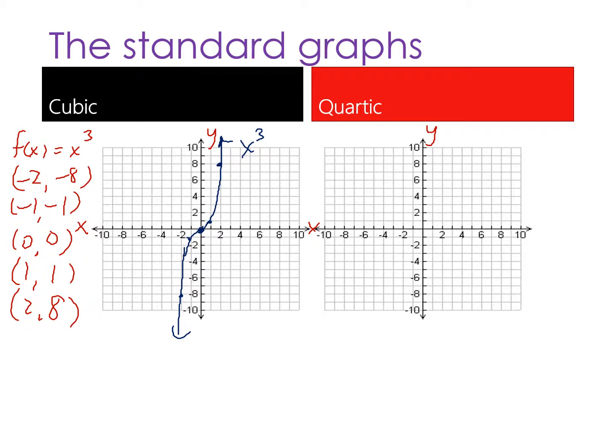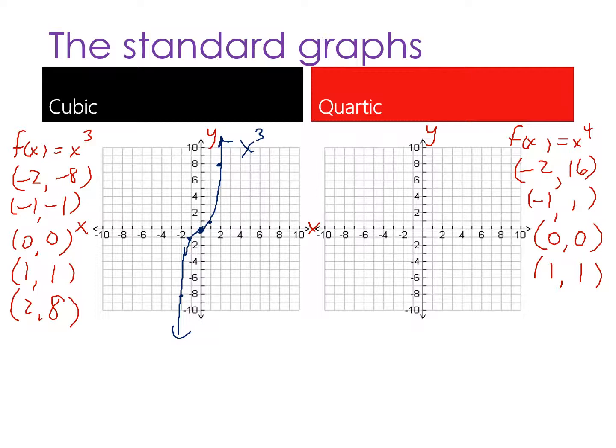Now we'll do the same thing for our quartic. F of x equals x to the power of 4. Negative 2 to the power of 4 is 16. Negative 1 to the power of 4 is just 1. 0 to the power of 4 is 0. 1 to the power of 4 is 1. And then 2 to the power of 4 is 16.